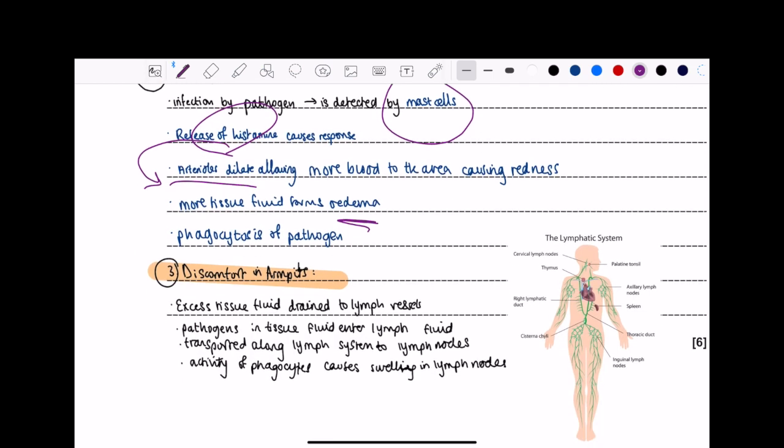To be honest with you, when I first did this question in year 13, I didn't know what to say. In class, we learnt one slide on the lymphatic system and the lymph nodes, but I didn't think anything of it until this question came up. So just trying to understand what's going on here.